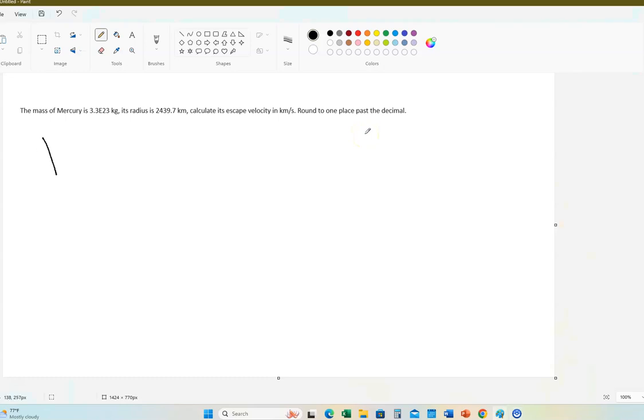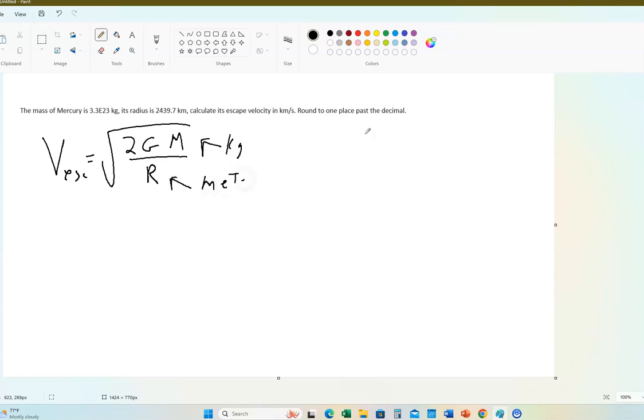The escape velocity equation looks like this. Just to remind ourselves, the square root of 2 big G, the universal gravitational constant, times the mass, which has to be in kilograms, divided by the radius. The radius has to be in meters, not kilometers. It's given to us in kilometers, and the mass is already in the right units. So all we have to do is change R from kilometers to meters.